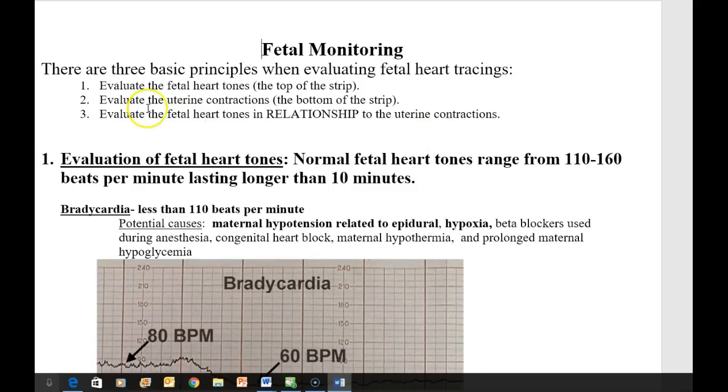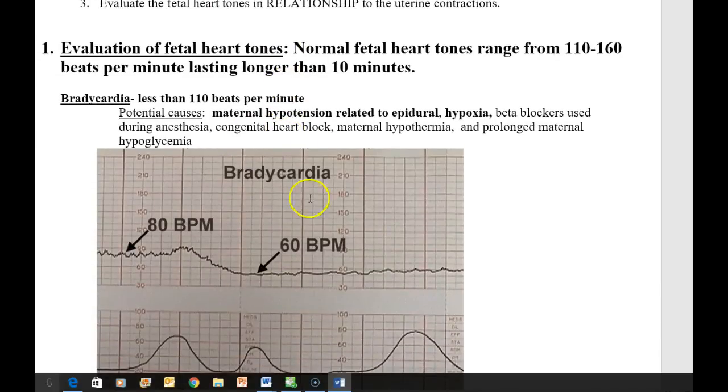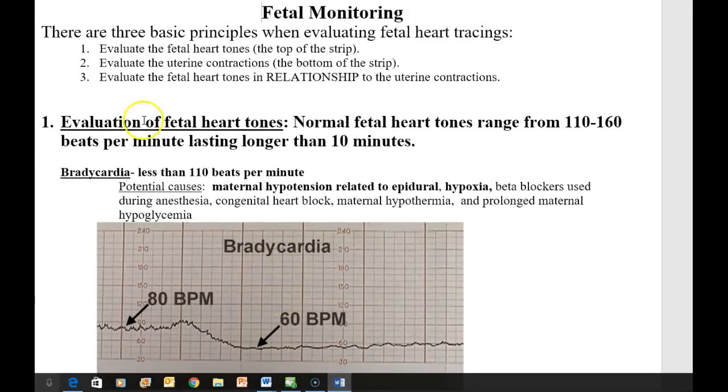There's three different things that we look at. One is we look at the fetal heart tones, and of course that's the part on top when you're looking at a strip. The top is the fetal heart tones, and the bottom are the contractions. So the next thing we'll look at is the uterine contractions, which I showed you at the bottom of the strip. And thirdly, we're going to look at, is there a relationship between the fetal heart tones or fetal heart tracing and the uterine contractions?